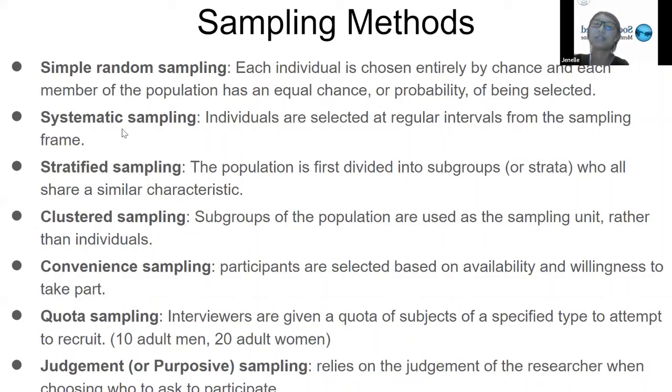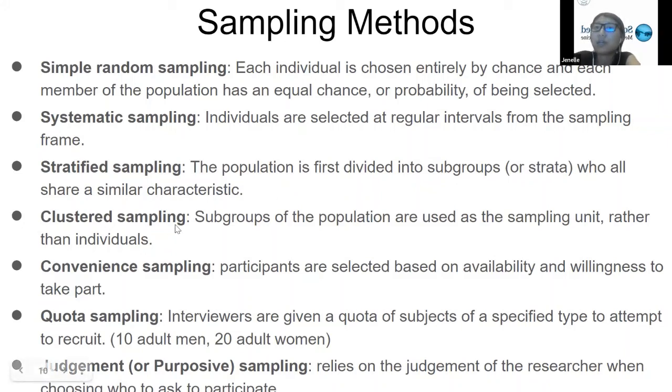Then systematic sampling is when individuals are selected at regular intervals from the sampling frame. And then following that, stratified sampling is when the population is first divided into subgroups or different strata that all share a similar characteristic. An example could be lower class, middle class, and upper class, which share a similar financial status.